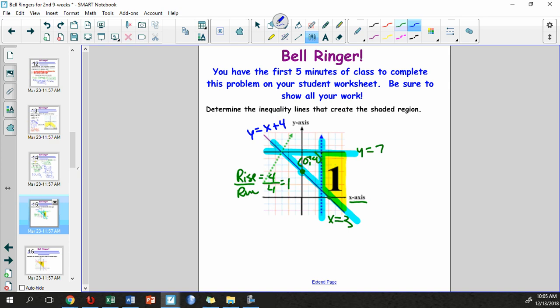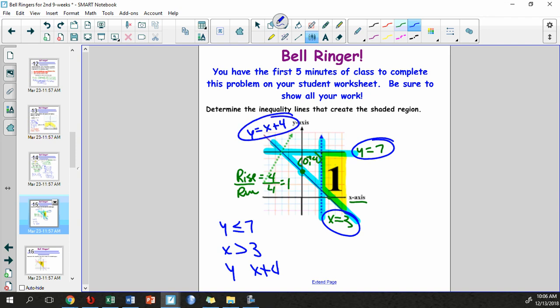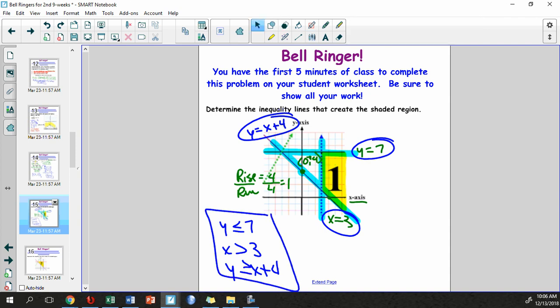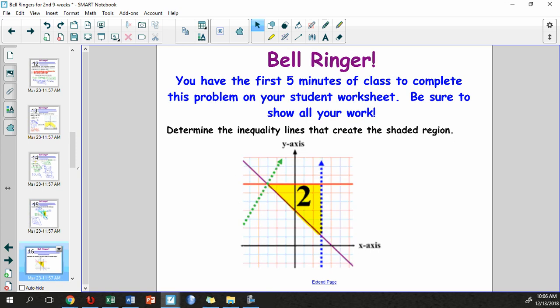So for my inequality symbols, I'm going to use those three lines. For this line right here of y equals 7, it is a solid line and it's shaded below, so that's less than or equal to. For x equals 3, it is a dotted line and shaded to the right, so that's strictly greater than. And for the last one, y is equal to x, it is a solid line and it's shaded above it, so that's greater than or equal to. So that is your system that you are using for that.